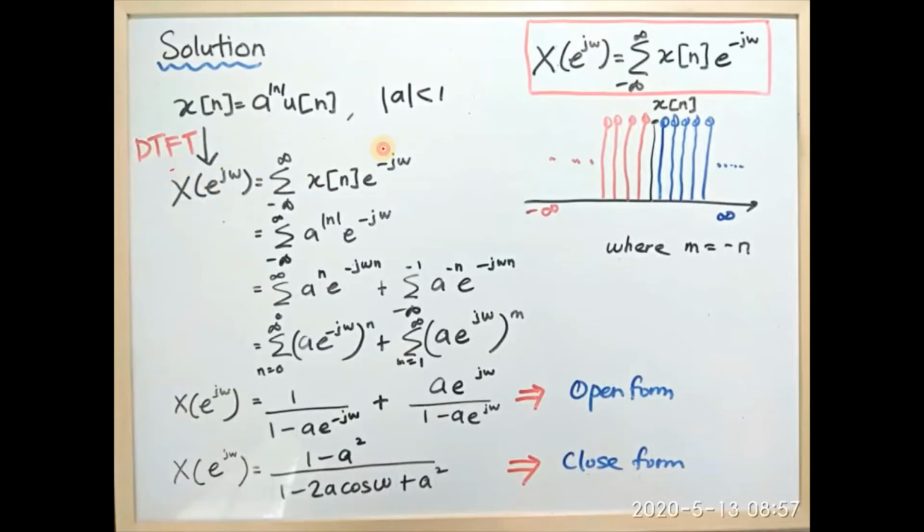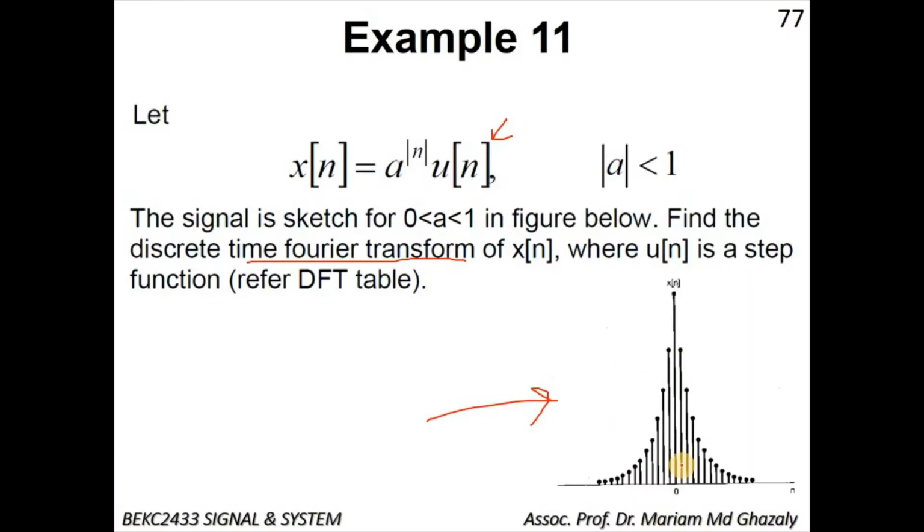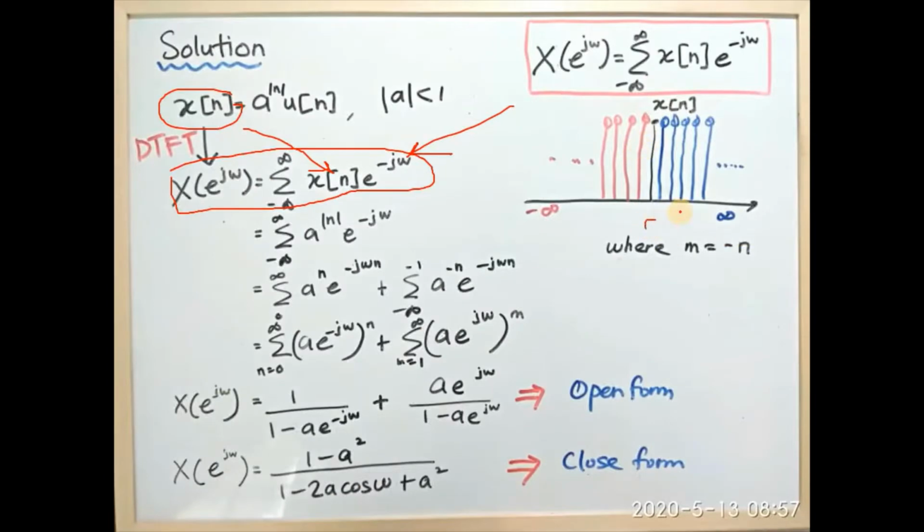Okay, so let's look at how we are going to solve this problem. You are going to use the general equation. Start with that, and then substitute the x[n] value into it, so you have a^|n| e^(-jωn). Since this signal has positive and negative parts, you are going to divide the summation into from 0 to infinity and from minus infinity to minus 1. So we are going to separate it into two parts.